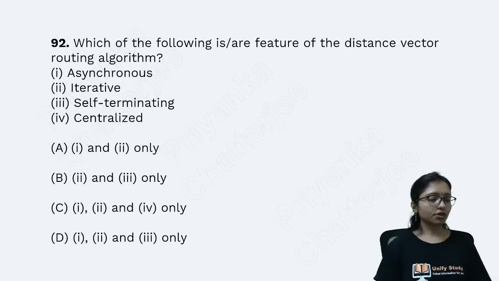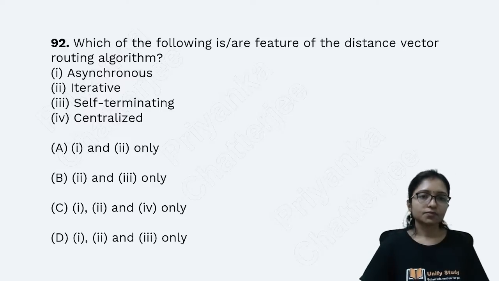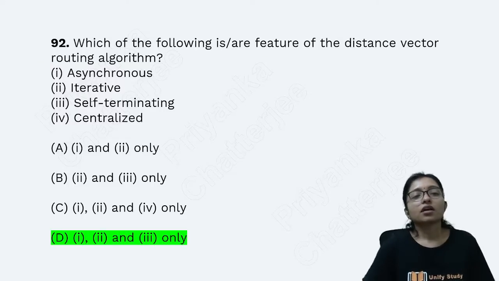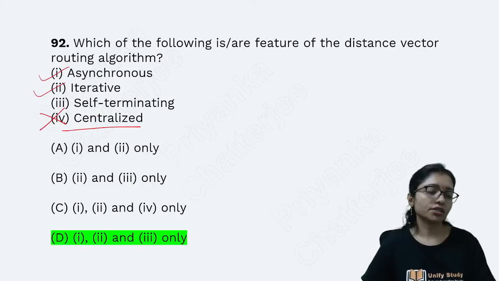Now tell me what is the answer for this one. Which of the following are the features of the distance vector routing algorithm? Yes, here the answer: see that it is asynchronous because it is not using the same clock pulse. It is iterative also, but it is not centralized. The link state routing is centralized. Distance vector routing is not centralized.